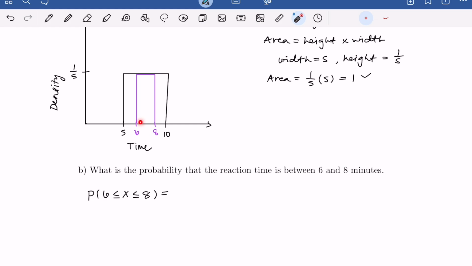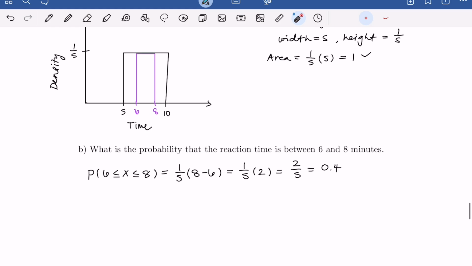And what we're going to do is just find the area of this purple region, and that'll be the probability. So we know the area of this rectangle is going to be its height, which we know is 1 over 5, times its width. Now the width of this is clearly 2, but we can just find that by subtracting. So this is going to be 1 over 5 times 2, which is 2/5, which is 0.4. So that'll be the probability that our reaction time is between 6 and 8 minutes.